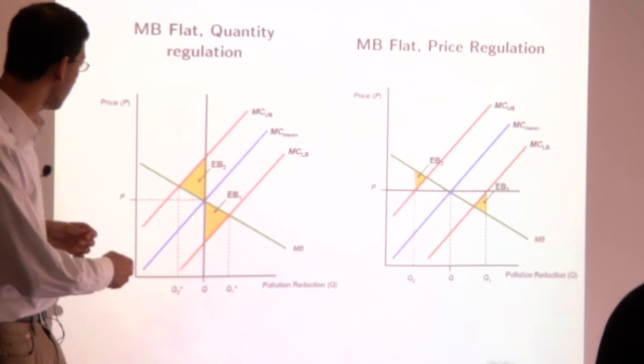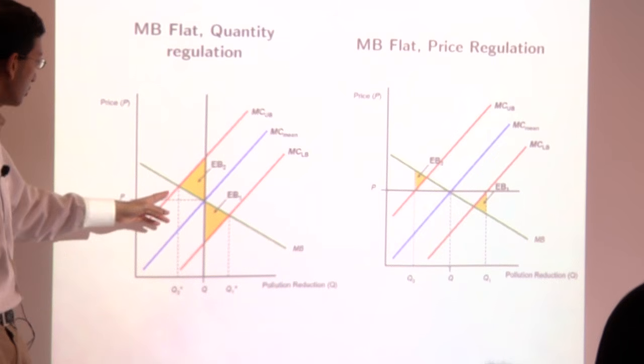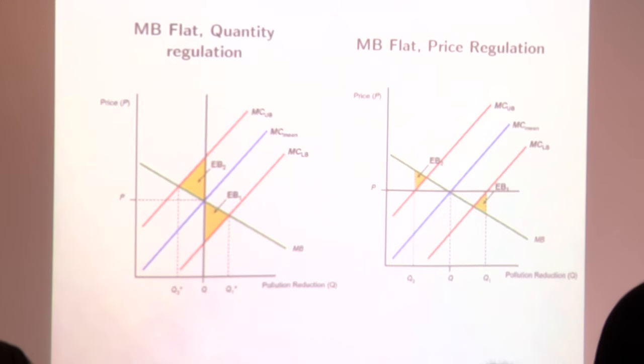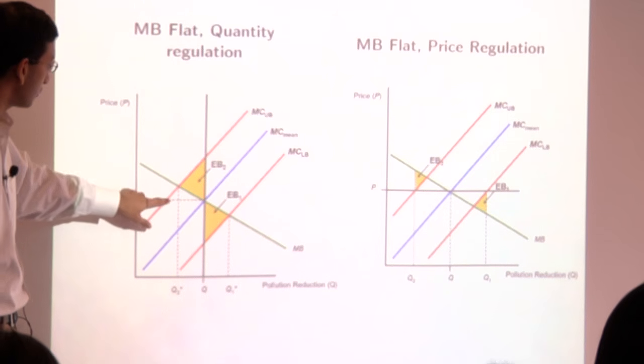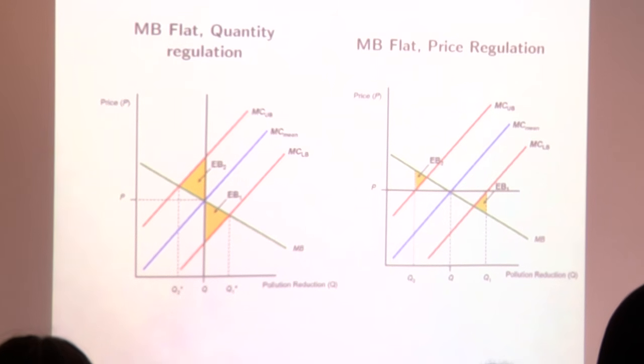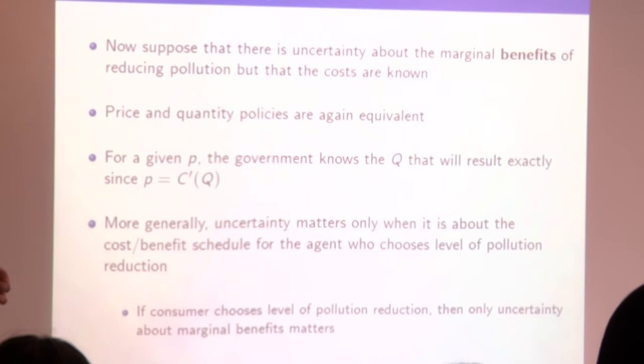So in other words, what's going on is that the level of quantity reduction is determined, notice, purely by the intersection of the marginal cost curve with the price. So what matters completely is where the marginal cost curve intersects the price. It's totally irrelevant what the shape of the marginal benefit curve is. And that actually relates to why it's the absolute slope of the marginal benefit curve that matters and not the relative slope. And so the general point is that uncertainty matters only when it is about the cost or benefit schedule for the agent who's making the decision about the level of pollution reduction.